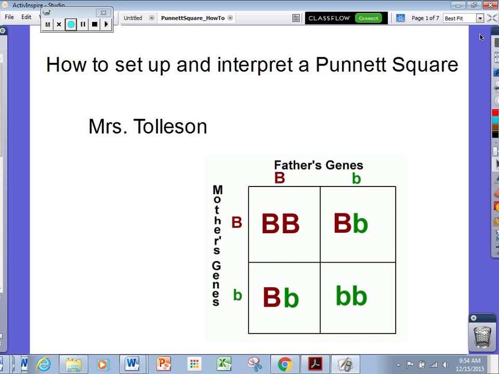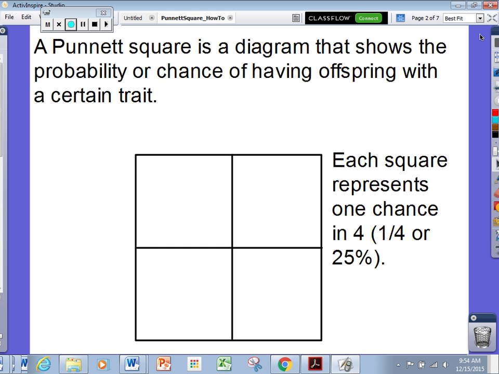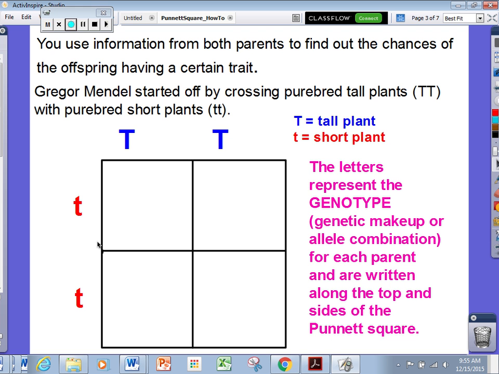So a Punnett square is just a diagram that shows the probability or chances of having offspring with a certain trait. The Punnett square has 4 boxes. Each square represents 1 chance in 4, or 1/4, or a 25% chance of having that trait. And to fill in the Punnett square, you have to use information from both parents to find out the chances of the offspring having a certain trait.